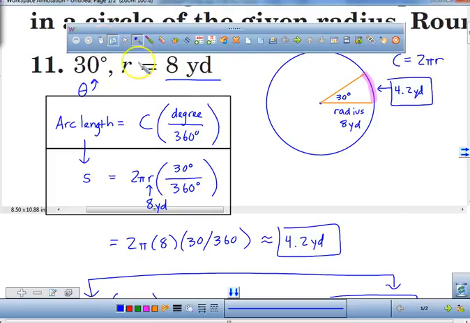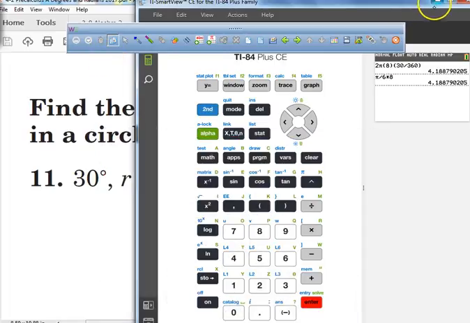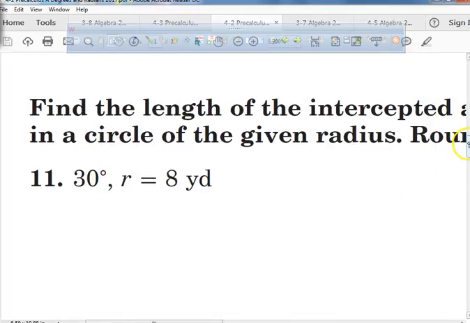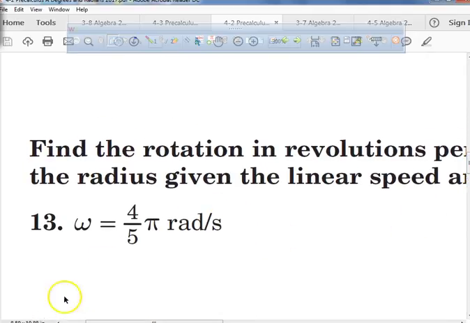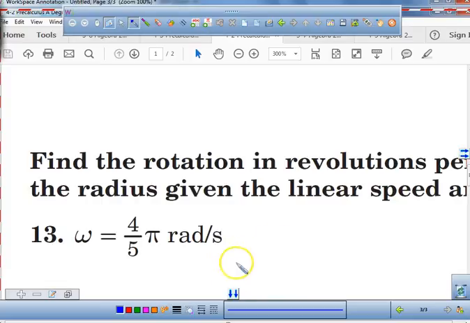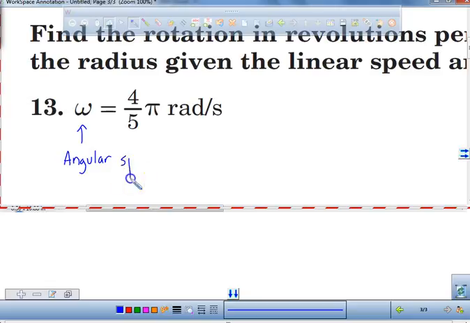All right, moving on. We're going to go ahead and go down to problem number 13. Please put problem number 13 in your journal. All right, so right now we have this funny looking little W looking thing right here. And that right here is talking about the angular speed. Okay? The angular speed.